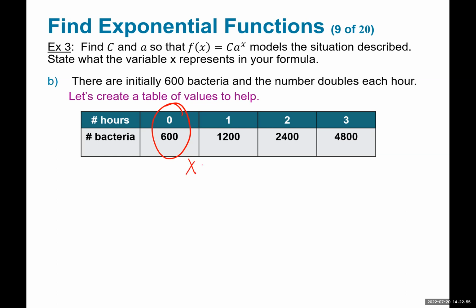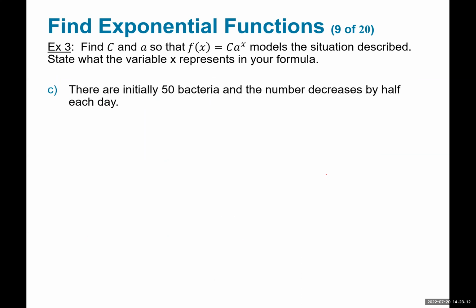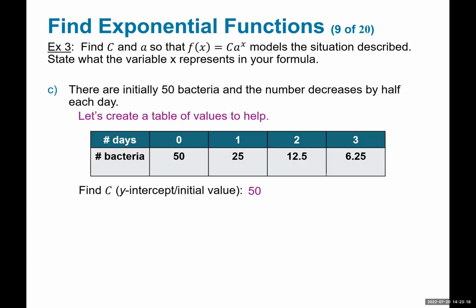And we're doubling every hour. So times 2 is our A value. So we have a C of 600 and an A value of 2. So we put that together, 600 times 2 to the x. Pretty self-explanatory and straightforward. 50 bacteria in the beginning, decreasing by half. So we have a C value of 50, an A value of 1/2. 50 times 1/2 to the x.